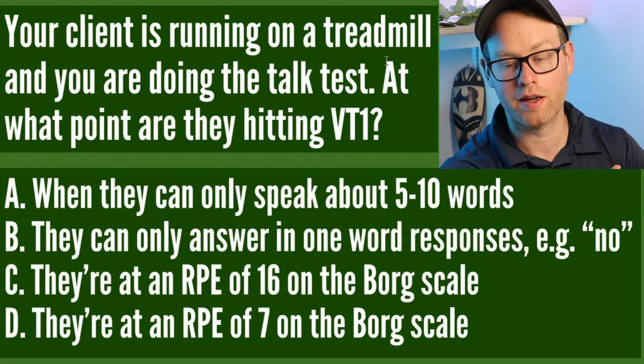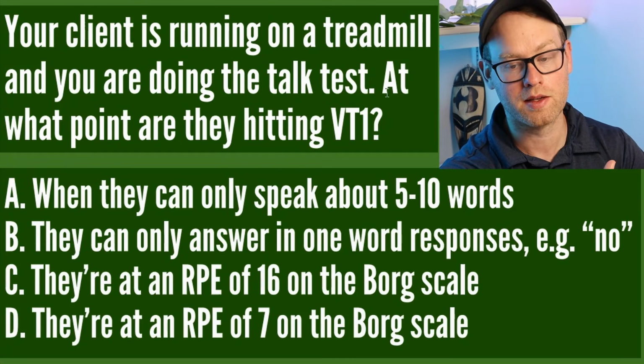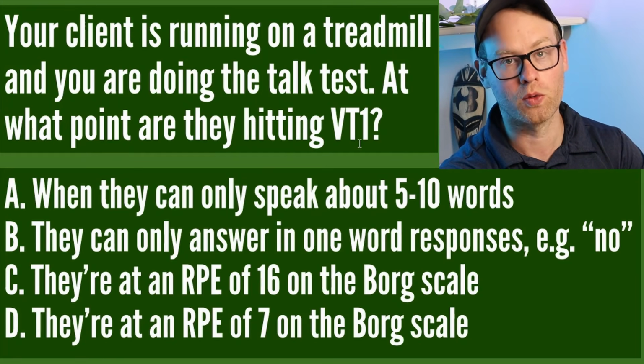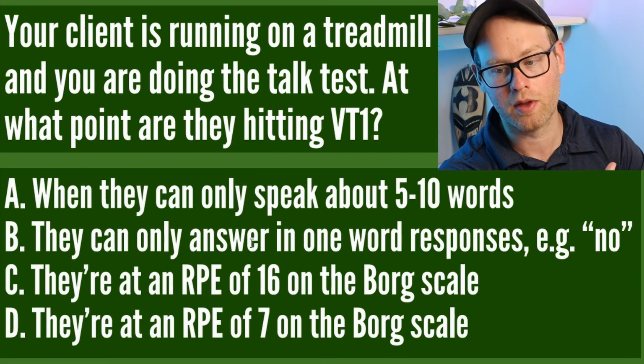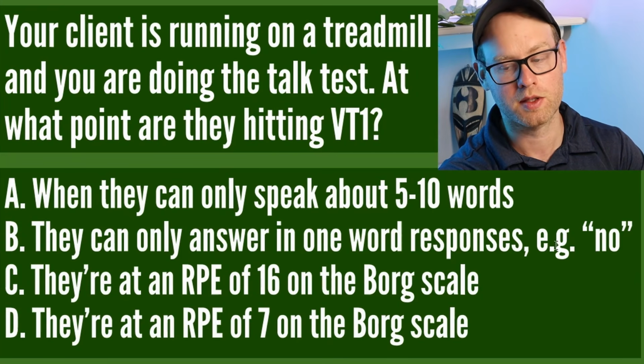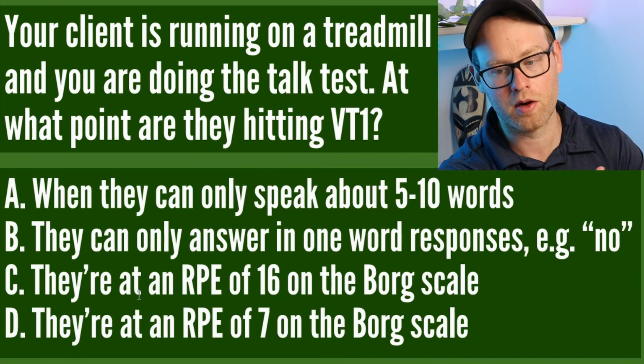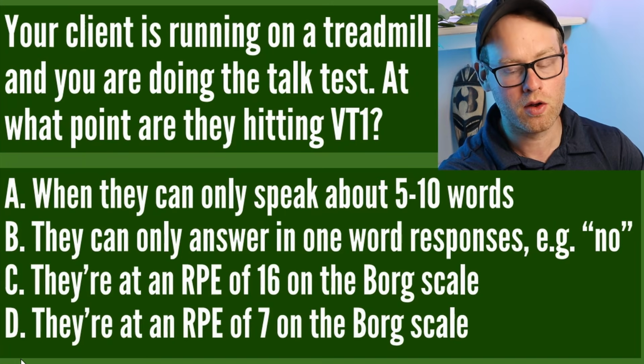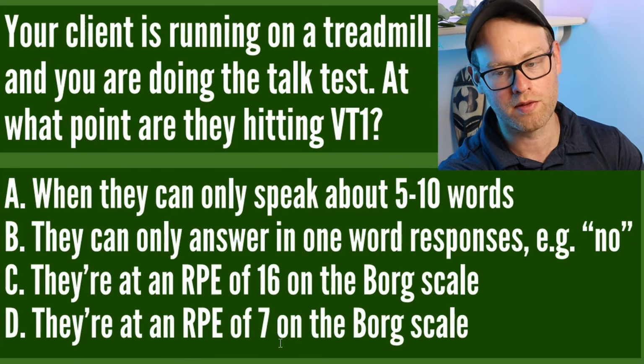Your client is running on a treadmill and you are doing the talk test. At what point are they hitting VT1 or ventilatory threshold 1? Would it be A, when they can only speak 5 to 10 words, B, they can only answer in one-word responses such as no, C, they're at an RPE, rating of perceived exertion, of 16 on the Borg scale, or D, they're at an RPE of 7 on the Borg scale.